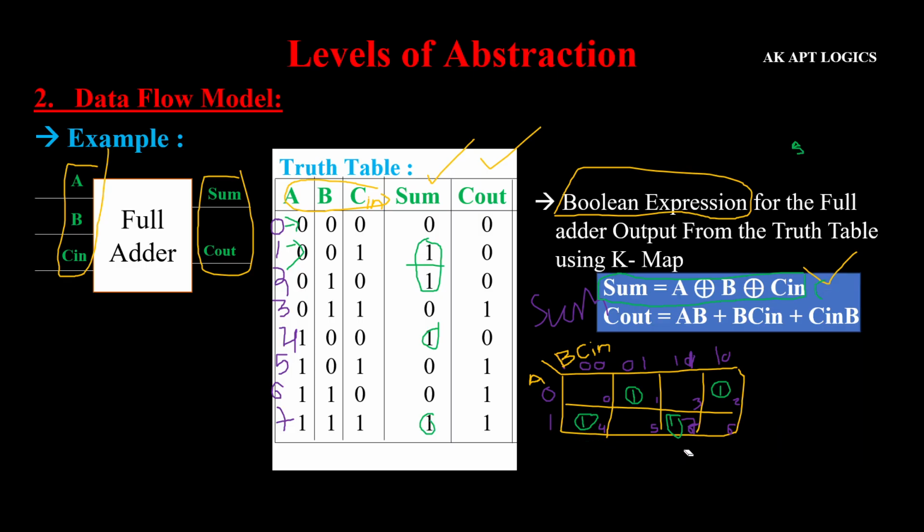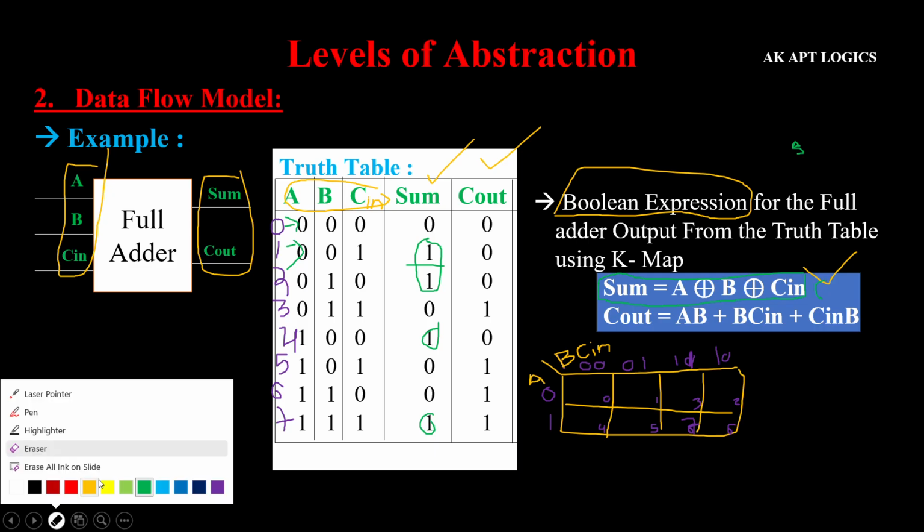So you will get an expression. Let me erase this. We have written the sum expression, right? There are no possible pairs or quads or octets, right? So now what are we going to do? Similarly for the carry, let's see.